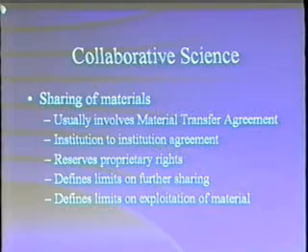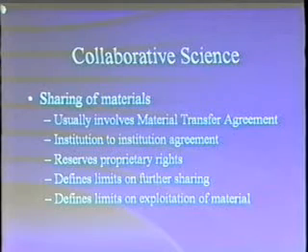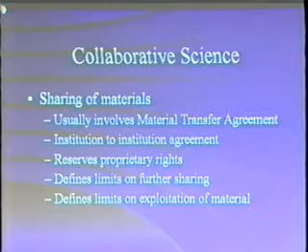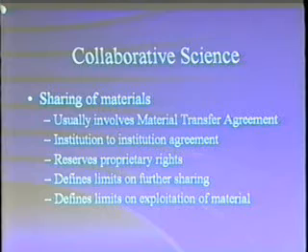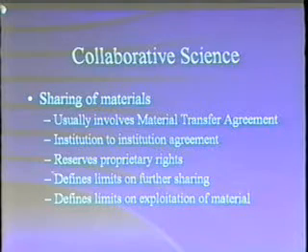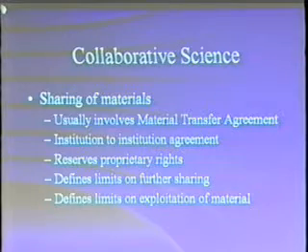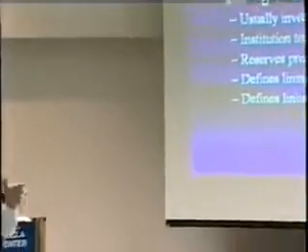You can't go off and take the material that investigator A gave you and give it to company B in order for them to use it to develop a commercial product that you will benefit from and investigator A will not. So there are all sorts of clauses in the agreement that will limit what you can use the material for. And it is an institution-to-institution agreement. It reserves proprietary rights. It defines limits in further sharing, and it defines the limits in the exploitation of the material. This is not to limit a person's ability to do research. It's in order to define what the exploitable aspects of the materials are.